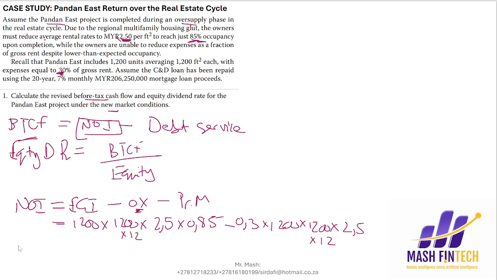and hence the net operating income would then be, if you solve this, you should get the net operating income equal to 23,760,000 is the net operating income.